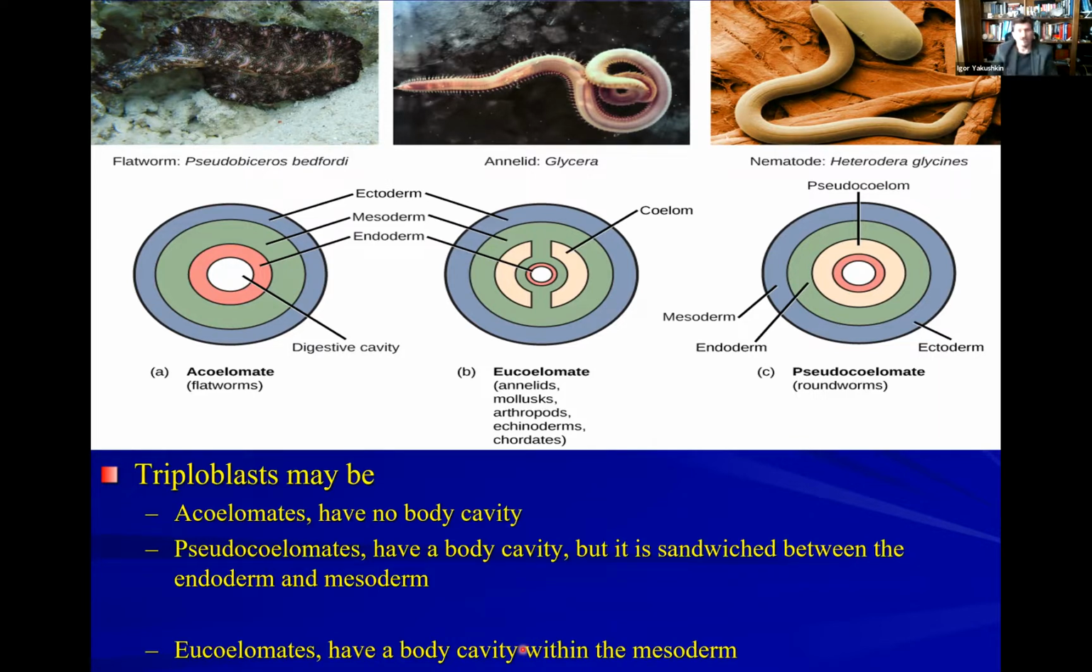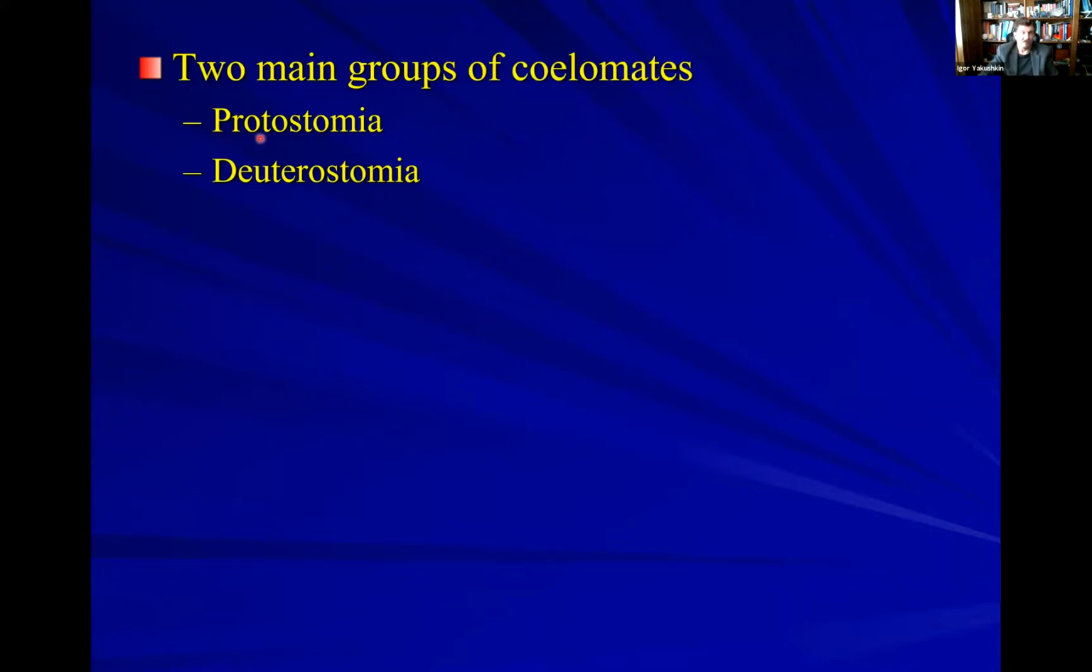That is your answer for the question on the test, number 3, along with the examples. So make sure you understand that. Make sure you will be able to provide an example of the phylum. All right, so now within the coelomates, we're looking at the protostomes and deuterostomes.